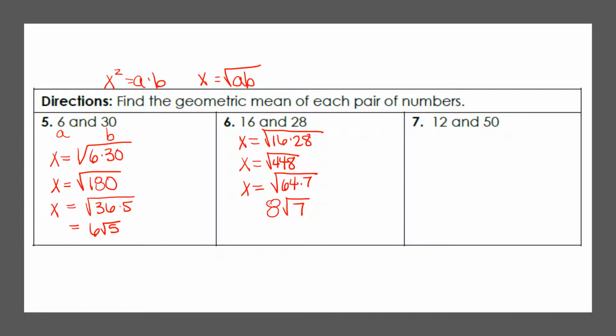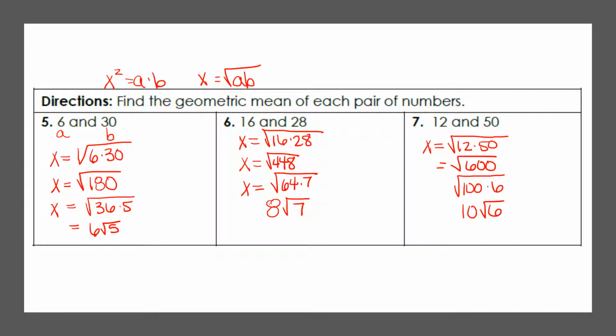Again, on 12 and 50, x would equal the square root of 12 times 50. The square root of 12 times 50 is the same as the square root of 600. If I take the square root of 600, I know I can divide out 100, and it would be 100 times 6. The square root of 100 is 10, so it's 10 radical 6.